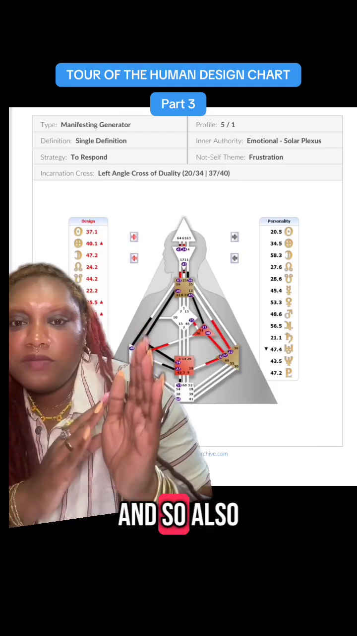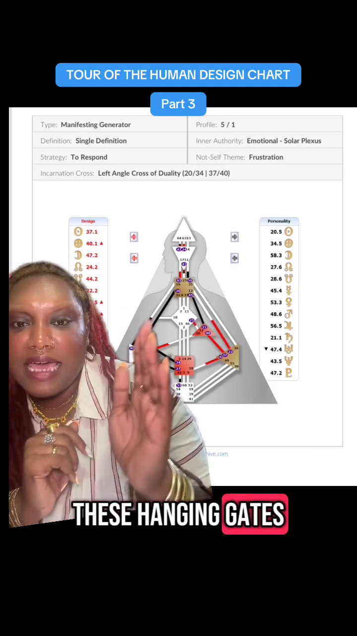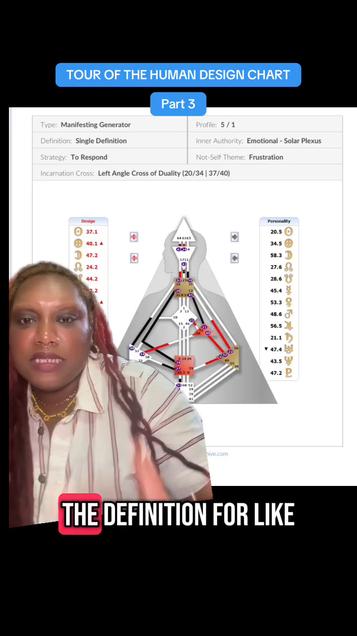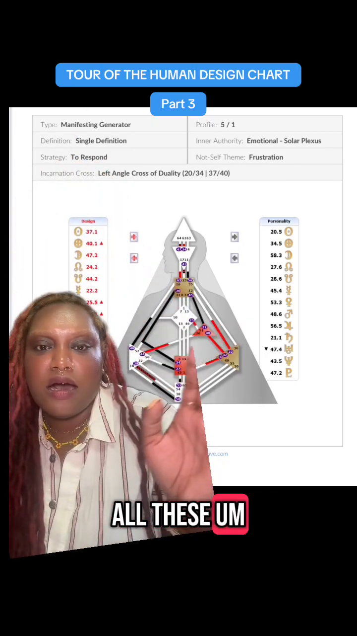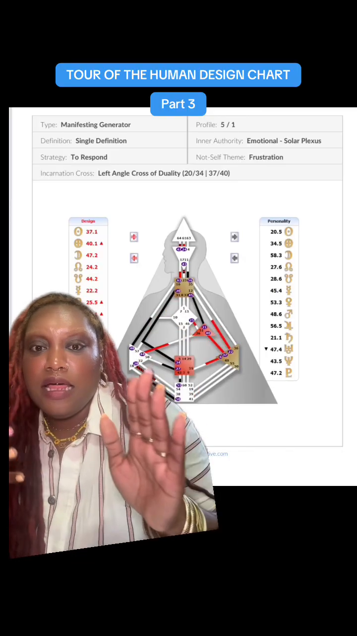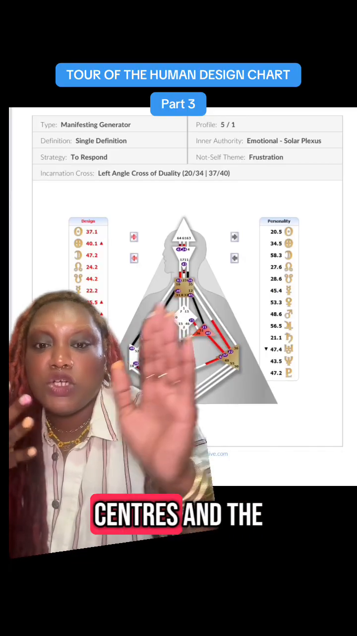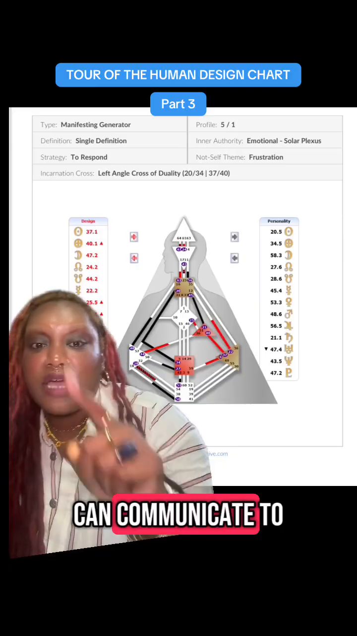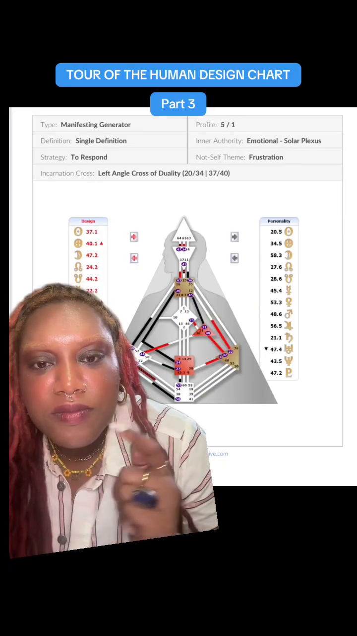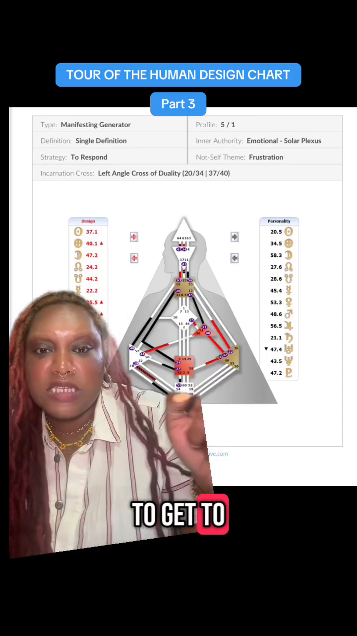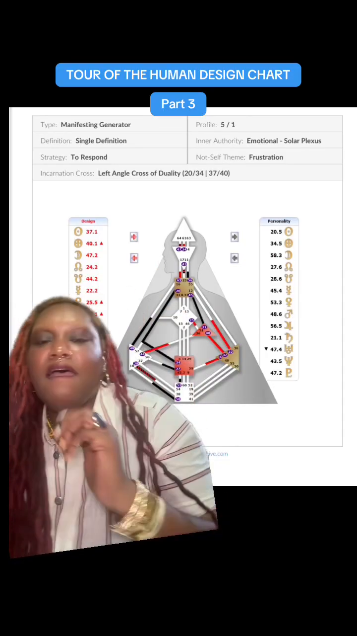And so also when you have these hanging gates, when I was talking about the definition for the single definition, and I basically was saying how in this chart, all the defined centers can communicate to each other. They can talk to each other. They have a way to get to each other, to actually communicate.